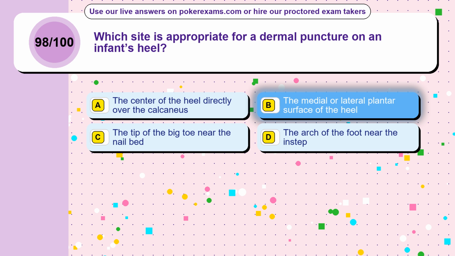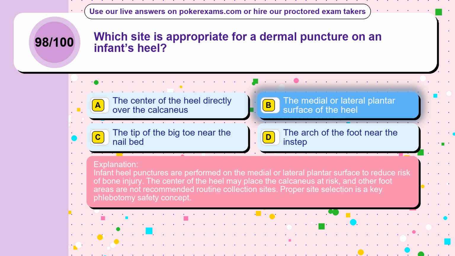The medial or lateral plantar surface of the heel. Infant heel punctures are performed on the medial or lateral plantar surface to reduce risk of bone injury. The center of the heel may place the calcaneus at risk, and other foot areas are not recommended routine collection sites. Proper site selection is a key phlebotomy safety concept.